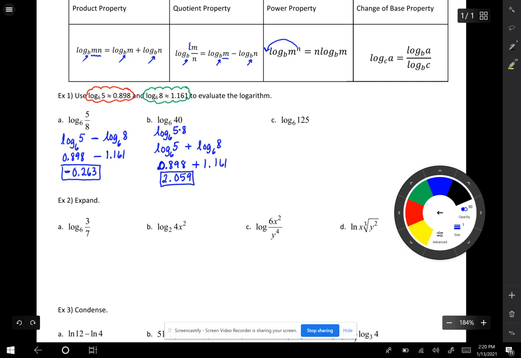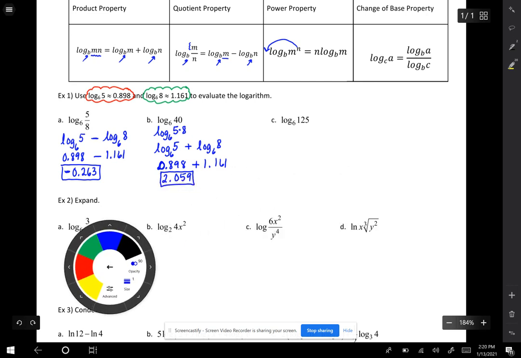And our last one, log base 6 of 125. So you can't really multiply numbers together using 8 and 5 to get 125, but you could use 5. You just got to have number sense. So log base 6, and I'm going to write 125. You can write it as 5 times 5 times 5, or you can write it as 5 to the third. And then that'll allow you to use the power property.